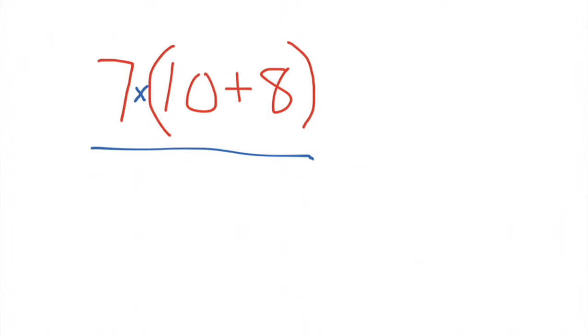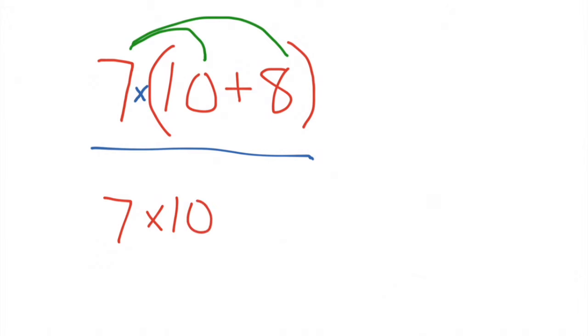So the way we would solve that is we would take the 7 and multiply by each of those pieces. So we would multiply 7 times 10 and 7 times 8. Because remember, we started off with 18. We broke it up into those parts. So we're just multiplying our other number by each of those parts.